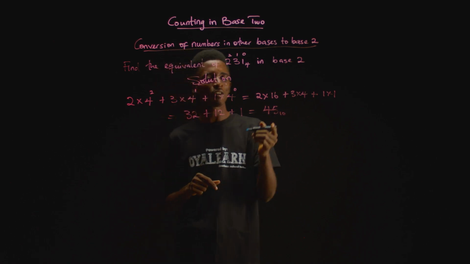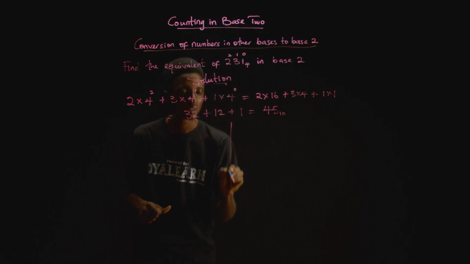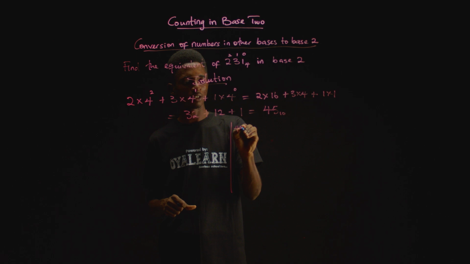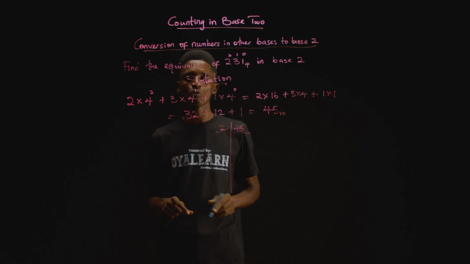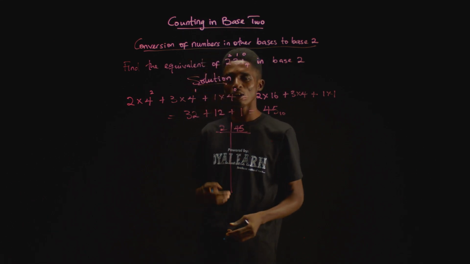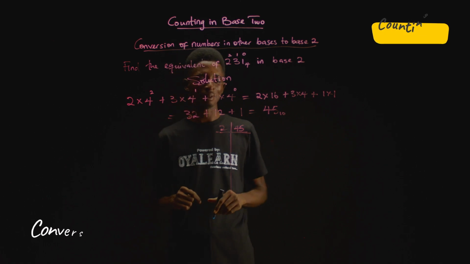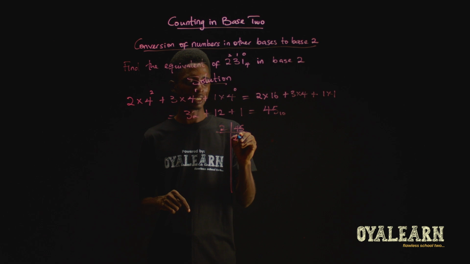The next thing is then converting 45 base 10 to base 2. So we draw a table, and then we have 45 on the right column, and then since we are converting to base 2, we would have 2 on the left of the column. Now we divide repeatedly until we get to 0, noting our remainders. So 2 in 45 will give us 22, remainder 1.